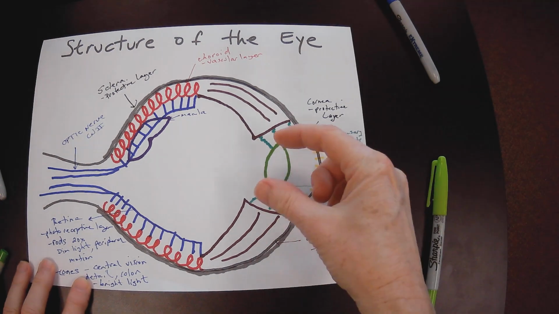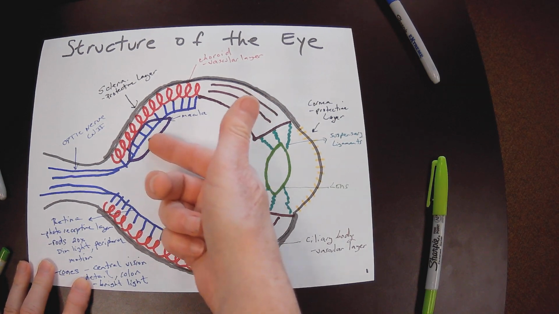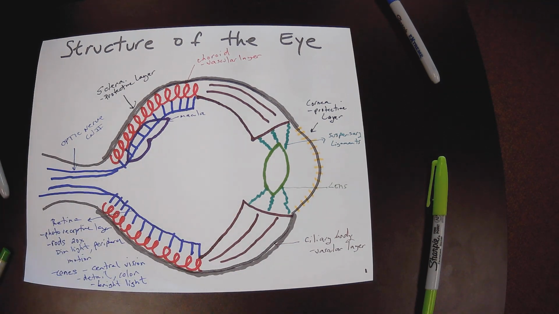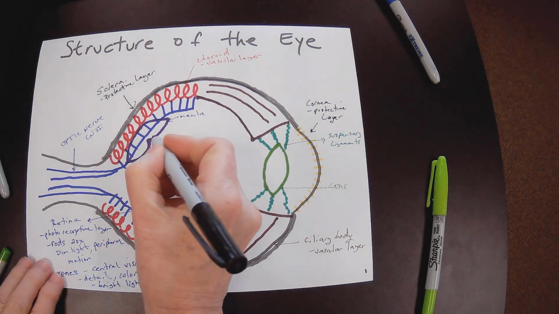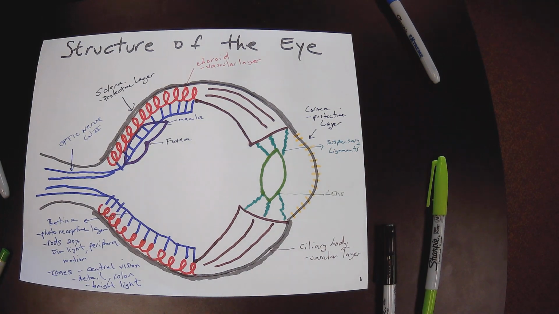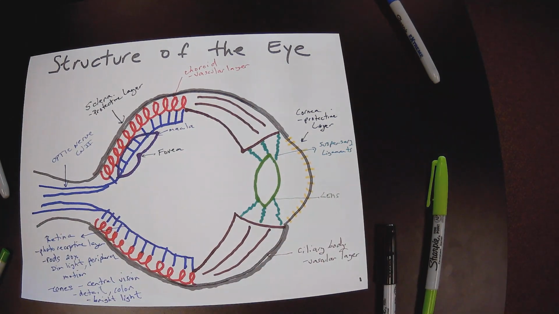So when light comes in, it's the job of the lens to change shape and focus whatever's in your vision to the macula. And the macula has a special little dimple in it right here that's the highest concentration of cones. And that little space is called your fovea. F-O-V-E-A. So that's it for the photoreceptive layer overall.